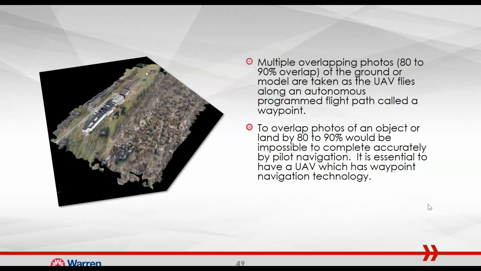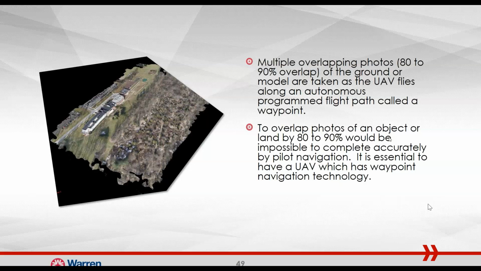So you're getting a grid pattern around the property, basically like this, and then flown like so. And so you have this amazing amount of overlap, which again is going to tie all those pictures together into one image, which here would be a 3D map.